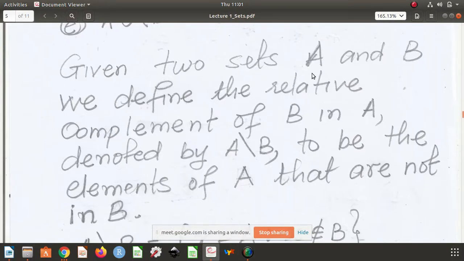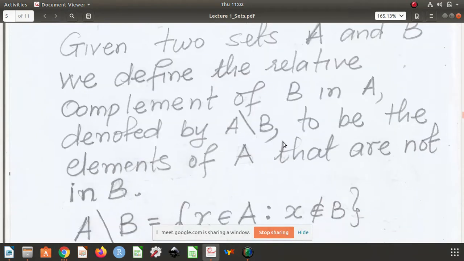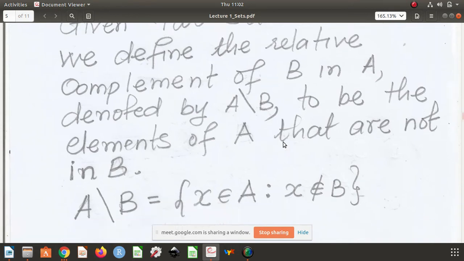If you have two sets A and B, we define the relative complement of B in A as follows. This is a shorthand for that. So this means the complement of B in A. That means we pick all the elements of A that are not appearing in B. Or rather, you knock out all the elements of B from A, and you're left with the relative complement of B in A.